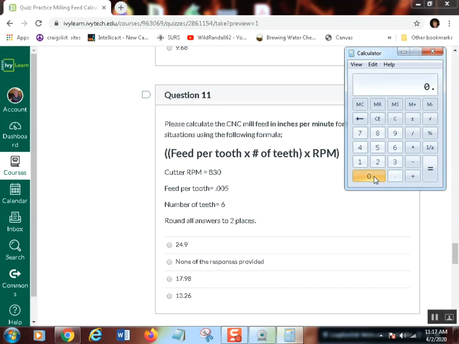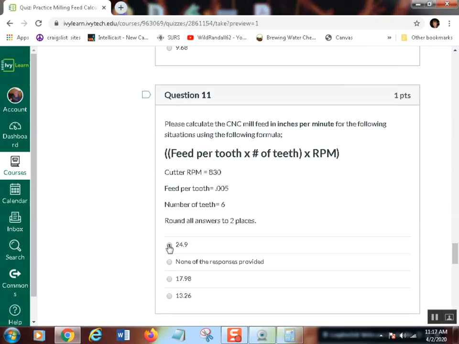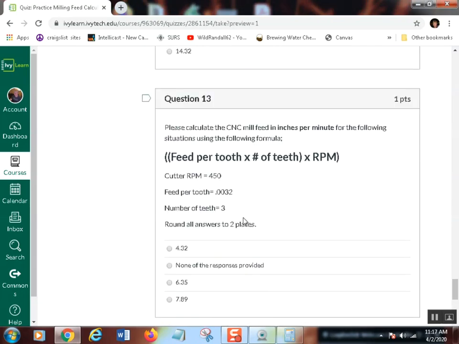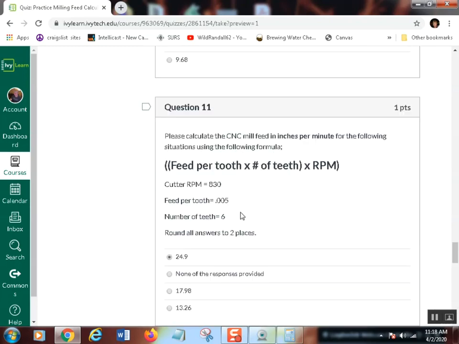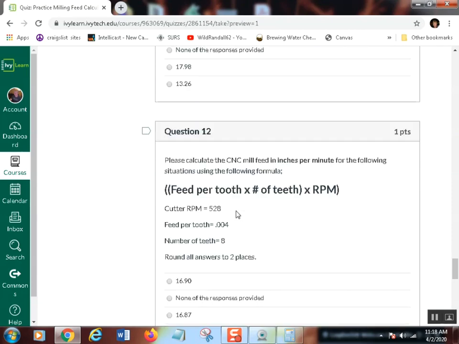So our feed per tooth is 5, and a number of teeth is 6, right? So this tool's going to move 30 thousandths. That's like a 32nd of an inch every time. Multiply times 830. Boom. 24.9 inches per minute. All right. There's several more on here. Let's just complete the quiz, huh? Yeah, let's just complete it.